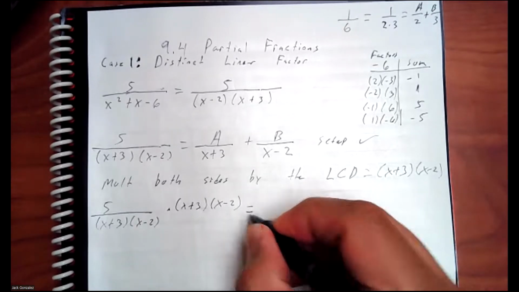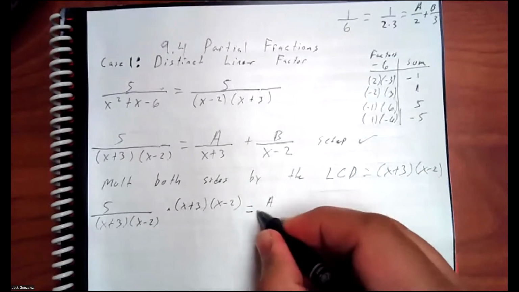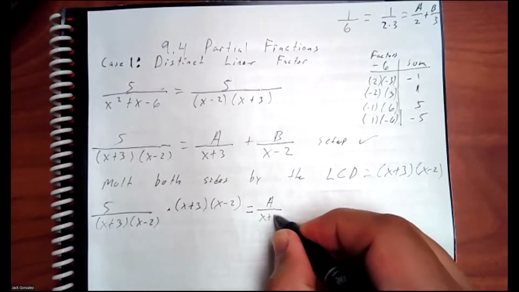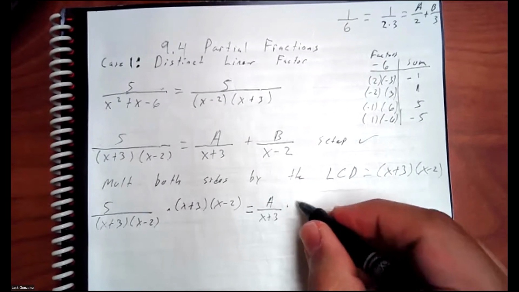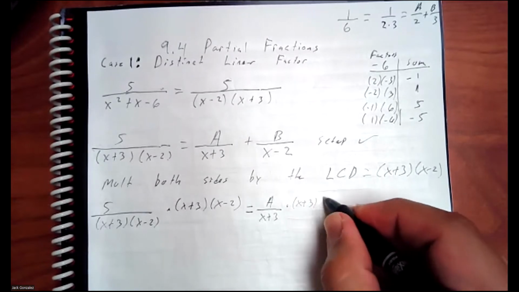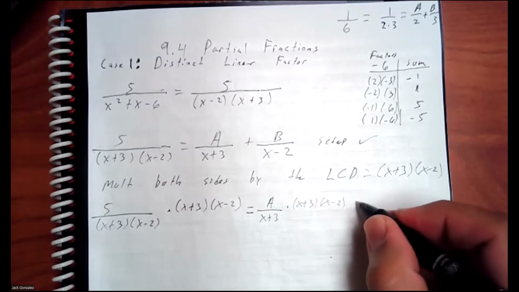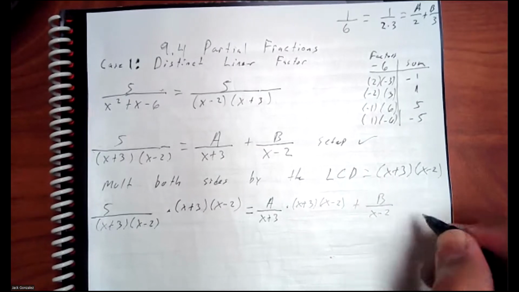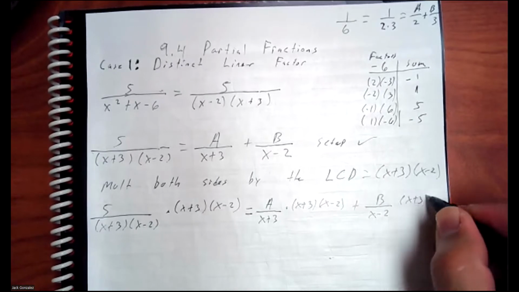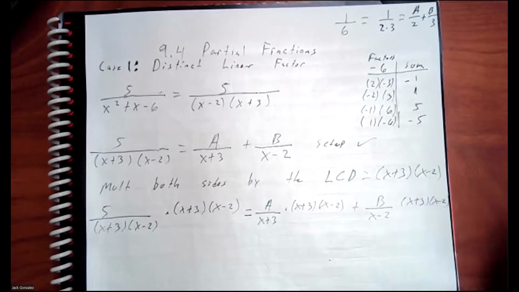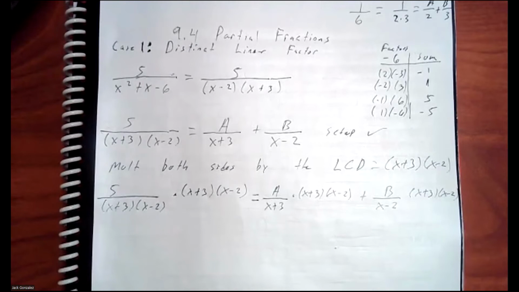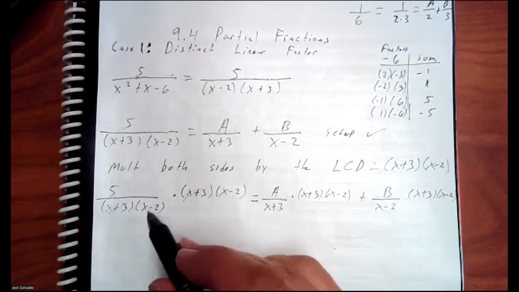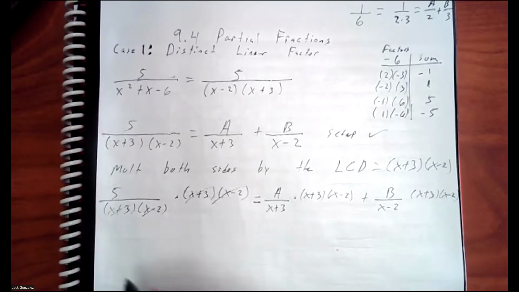So that's the left-hand side. Now the other fraction, the first one, on the right-hand side, multiply by x plus 3, x minus 2. And then the b term, x plus 3, x minus 2. So the left-hand side will completely cancel, leaving you with just the 5.